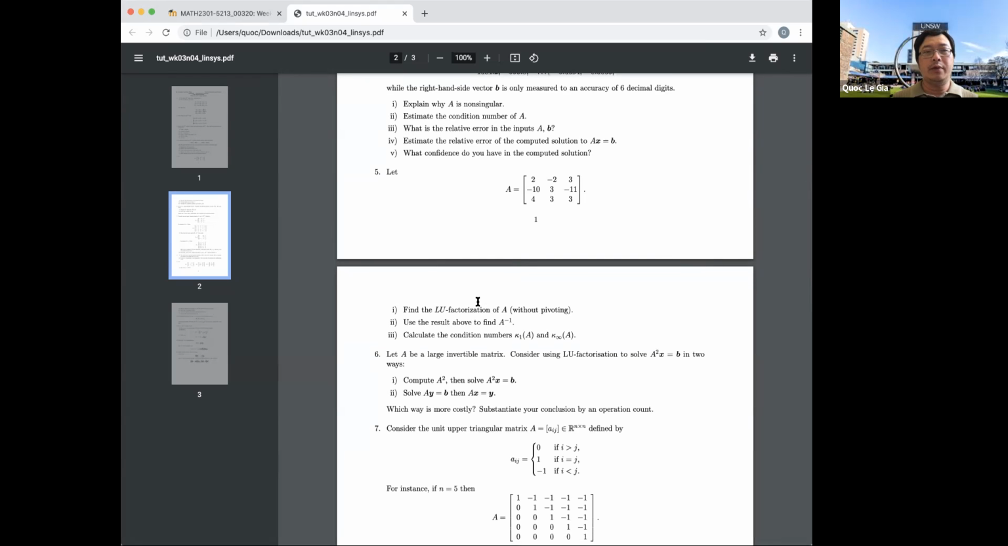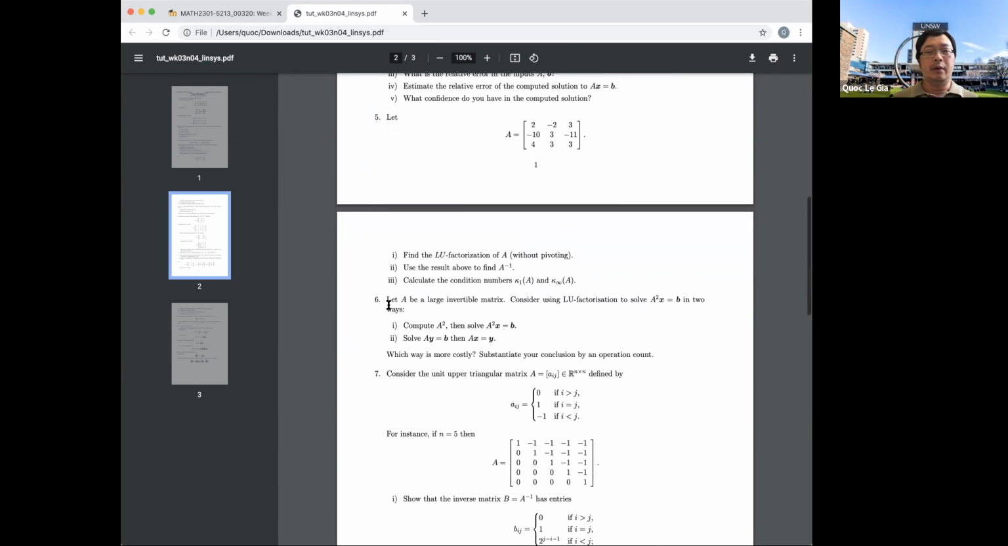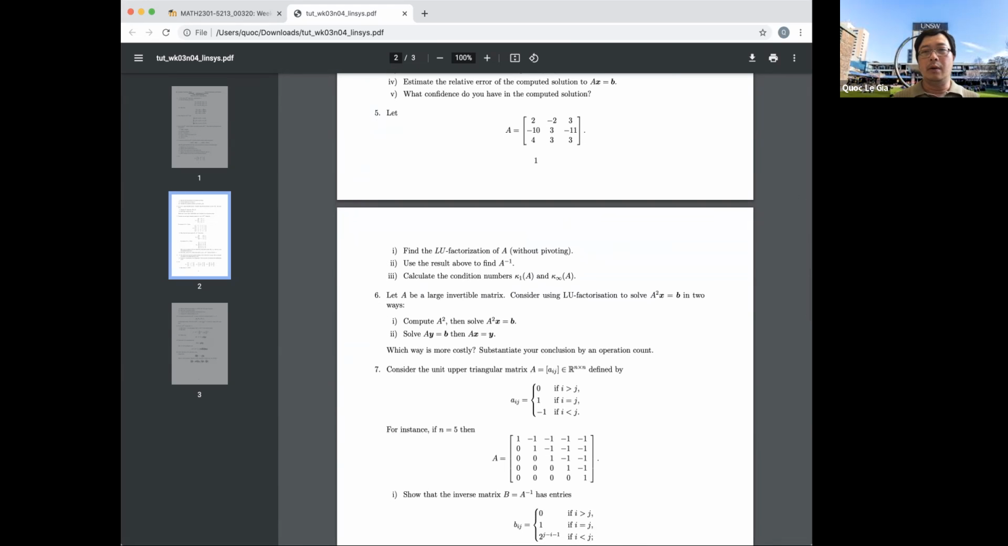So we start with number 6 in the tutorial, week 4. Number 6 is about solving A squared x equals b in 2 ways. Which one is more costly? Okay, so we will do it on a piece of paper.